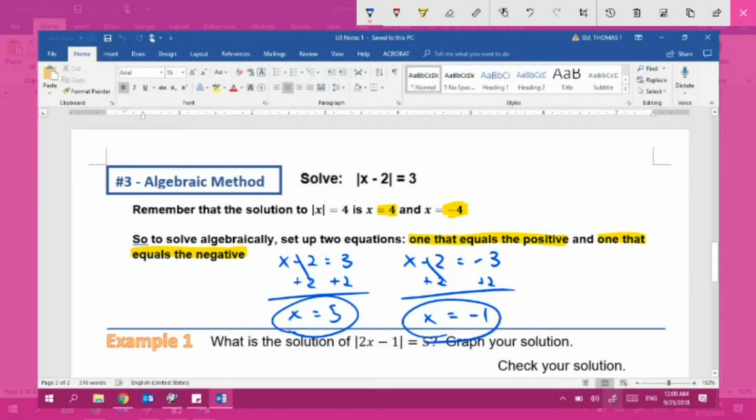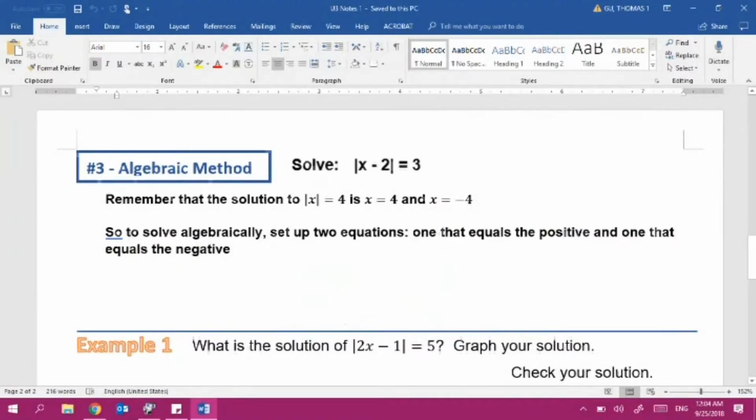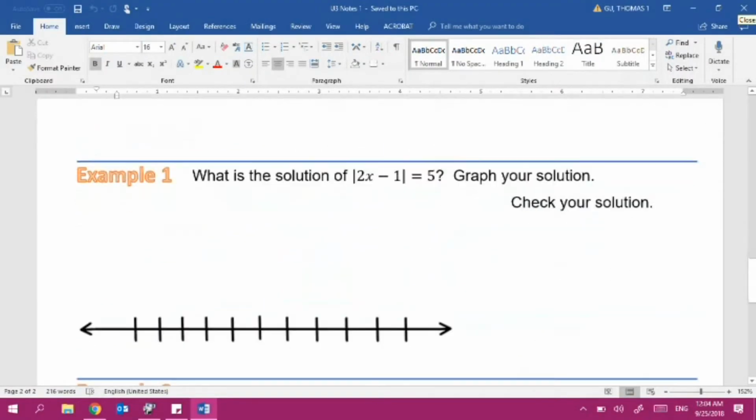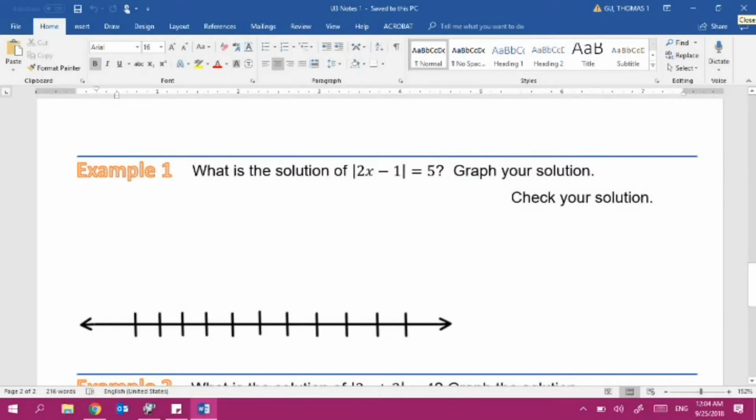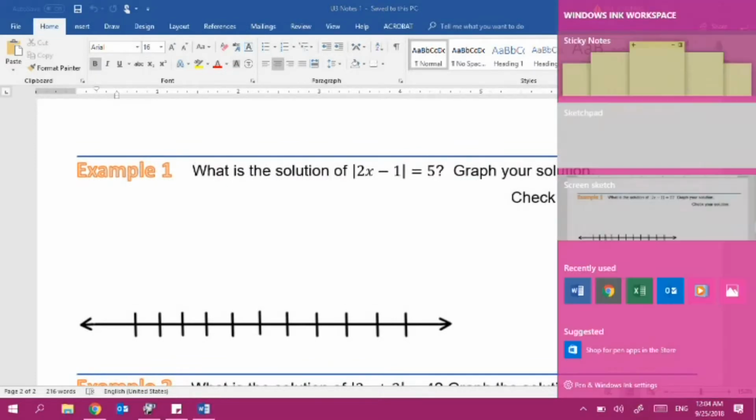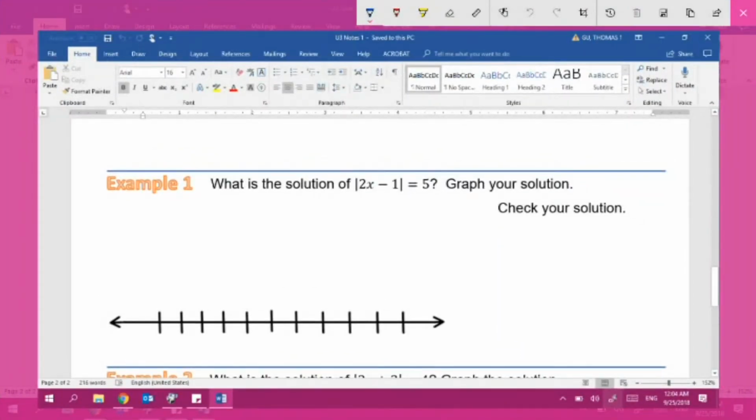So for me, the algebraic method is just going to be the quickest way because it's just straight up math right there, right then and there. So let's do some examples then. Example 1, what is the solution of the absolute value of 2x minus 1 equals 5? Graph the solution, check your solution. So you might be wondering, what does graph your solution mean? Let's go through this example and you'll find out.